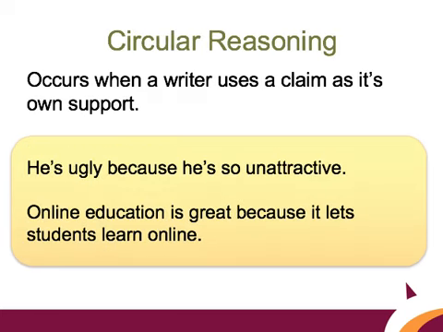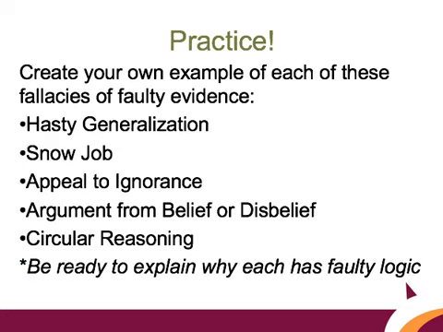Circular reasoning is basically when you're using a claim as its own support. So, he's ugly because he's so unattractive. Well, yeah. If you're going to call someone unattractive, they're going to be ugly. That doesn't really prove that that's the case. Okay, take a minute here to pause and practice. And you can go back to the earlier slides if necessary.